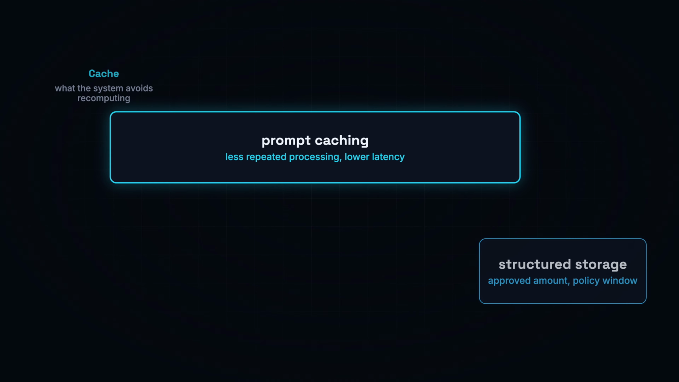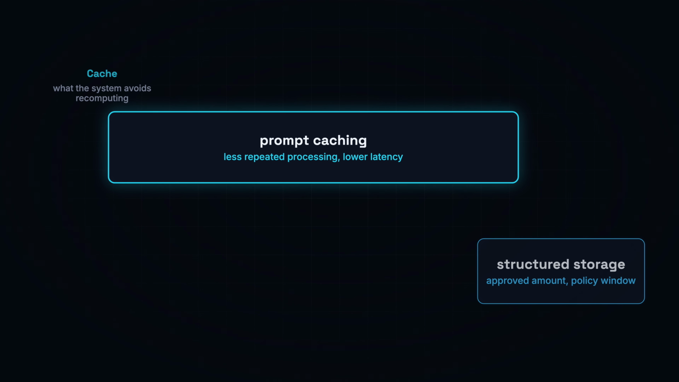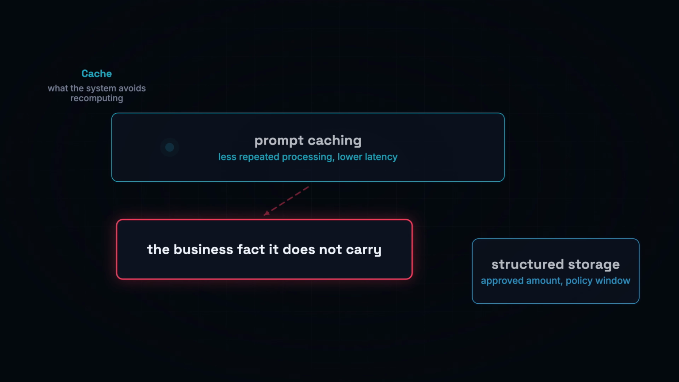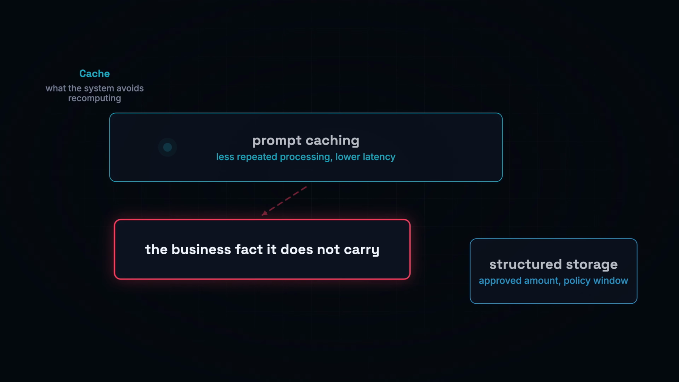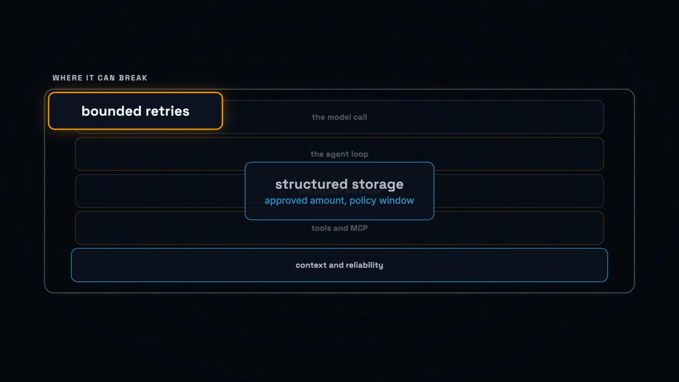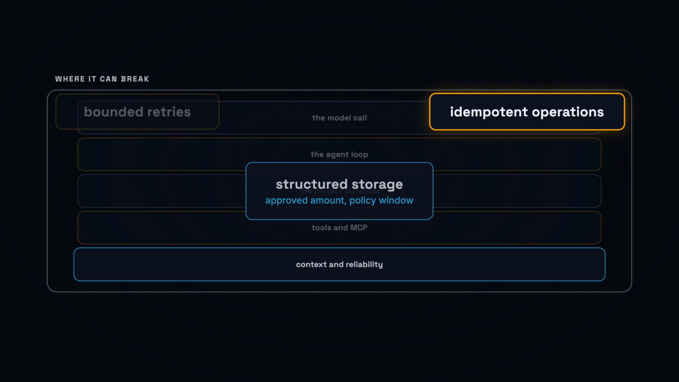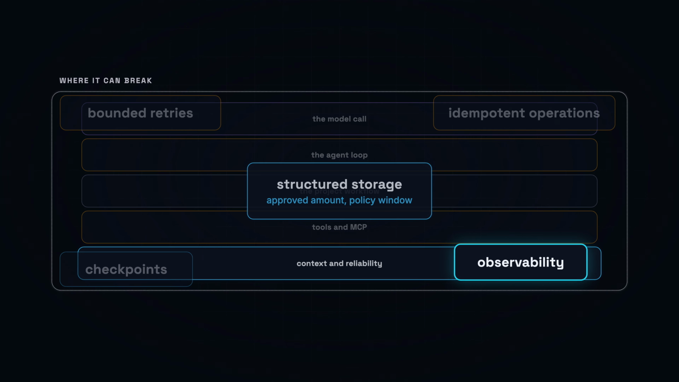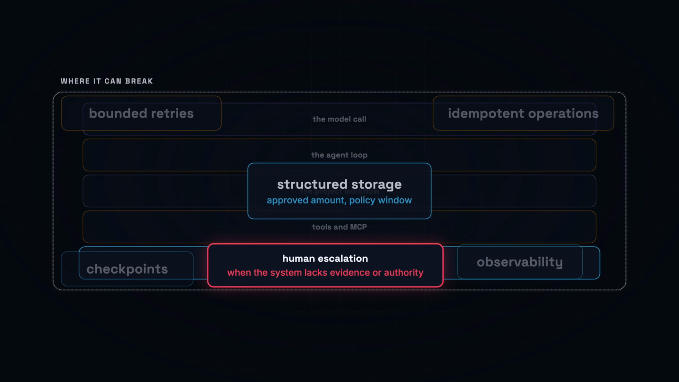Prompt caching reuses stable prompt prefixes to reduce repeated processing cost and latency. It does not guarantee that a business fact survives correctly across a workflow. Reliability also requires bounded retries, idempotent operations, checkpoints, observability, and human escalation when the system lacks enough evidence or authority.